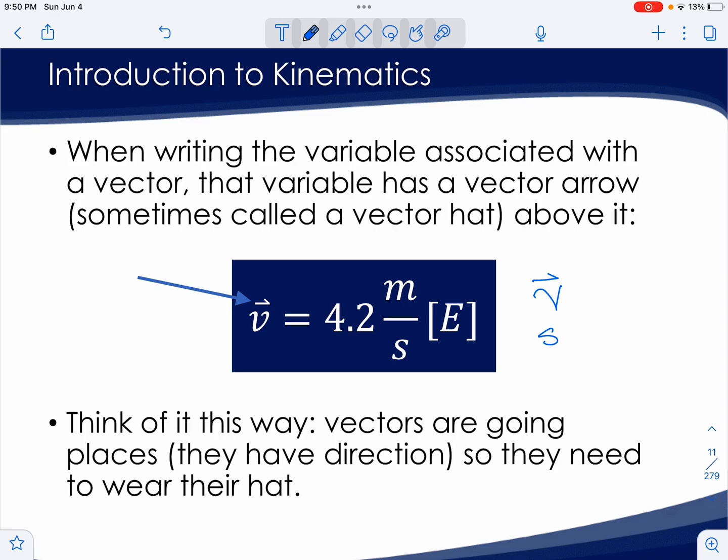Speed and velocity are very similar, but speed does not have any direction. So for example, if we said a car was traveling 50 miles per hour, that would be speed. But if we said that a car is traveling 50 miles per hour heading north, that would be a vector. And the way we write it is we first write our quantity, our magnitude, then we write the units, and then we write the direction. Think of it this way, vectors are going places. They have direction, so they need to wear their hat.